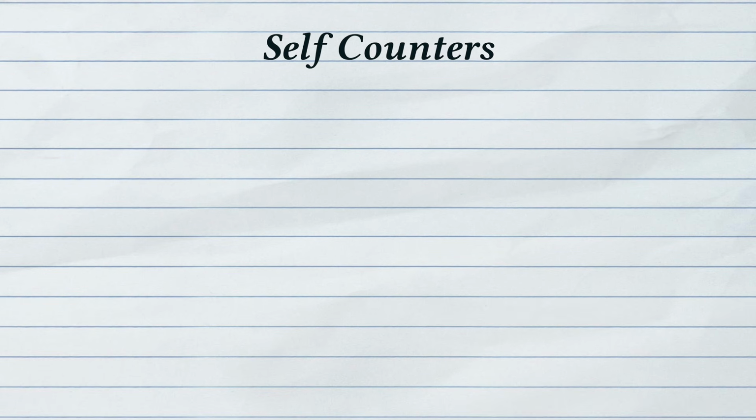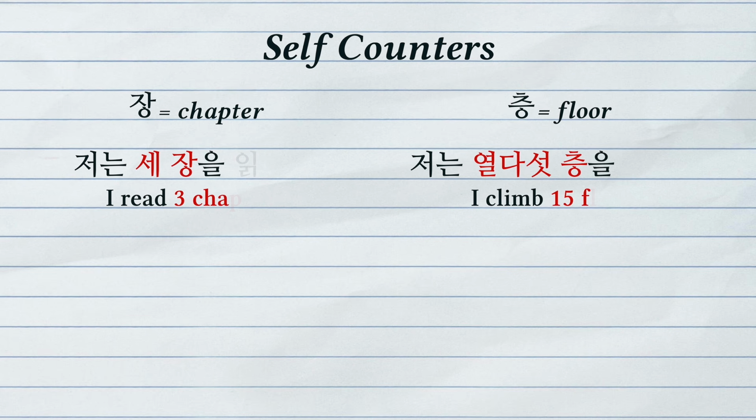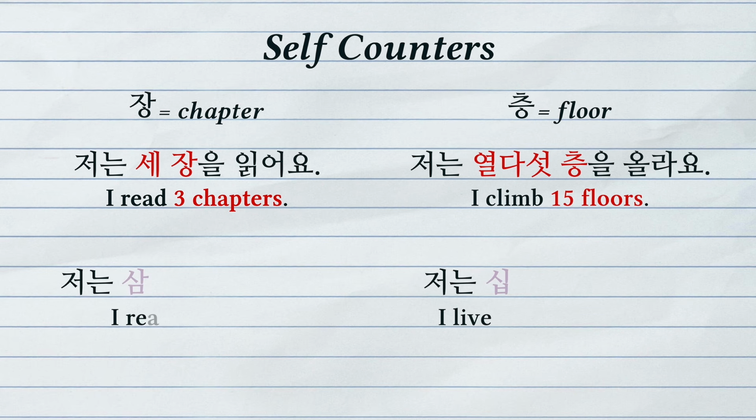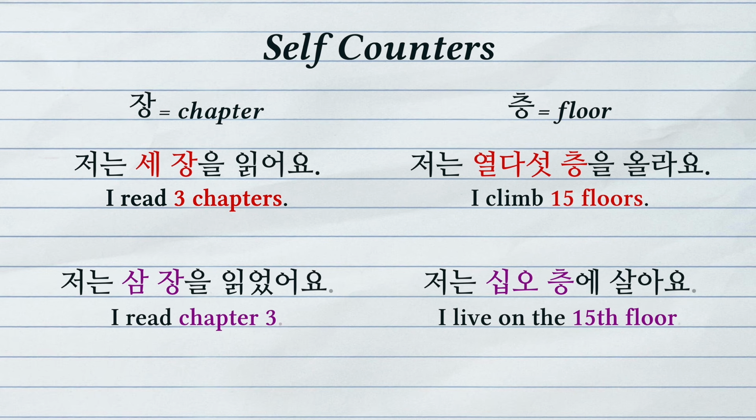What is interesting, however, is that some counters take both systems, but with slightly different meanings between them. These counters are part of a group of what I call self-counters, since they're not actually counting an external object, but just counting instances of themselves. These counters, such as jang and chung, are used as full-on nouns. And when they use native numbers, they just count instances of themselves: I read 3 chapters, or I climbed 15 floors. When they use Sinitic numbers, however, they have an ordinal meaning to them: so I read chapter 3, or I live on the 15th floor.